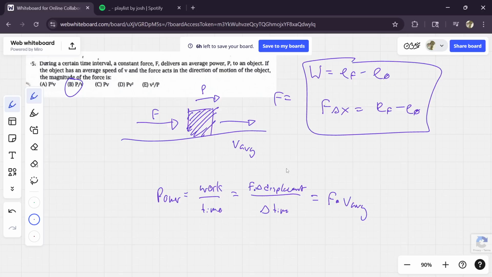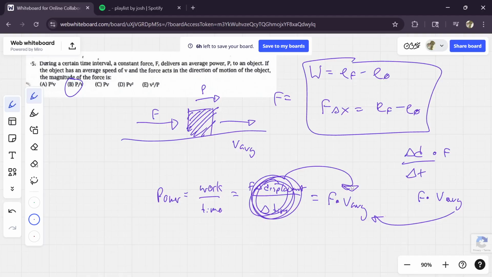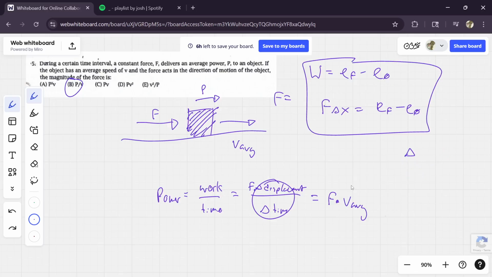And that's because if you look at this, change in displacement over change in time, times force, is just going to be equal to force times velocity, right? Average is what you use if you want it to line up there. But this can essentially be reduced down to this, with pre-existing knowledge that displacement over time is velocity.